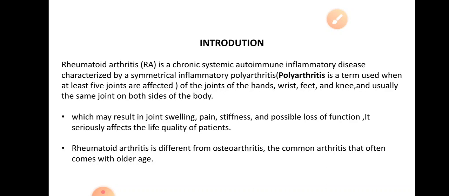And usually the same joints on both sides of the body will get affected. So this multiple joint inflammation may result in joint swelling, pain, stiffness and possible loss of function. It seriously affects the quality of life of the patient. Rheumatoid arthritis is different from osteoarthritis, which is the common arthritis that often comes with older age.